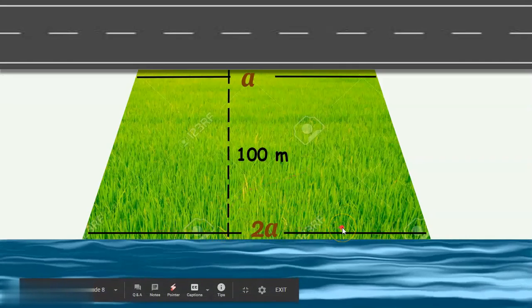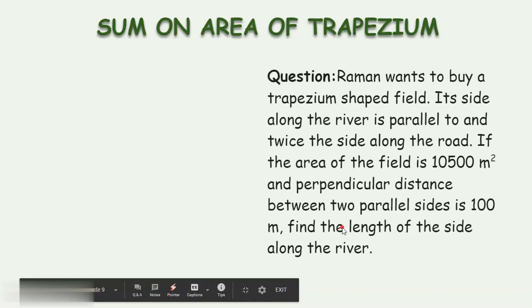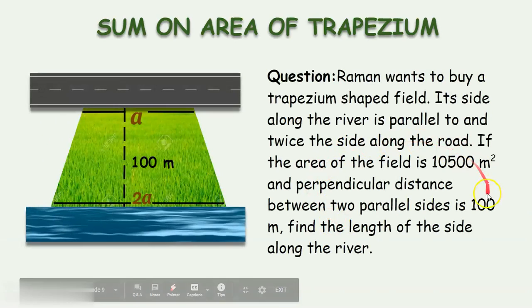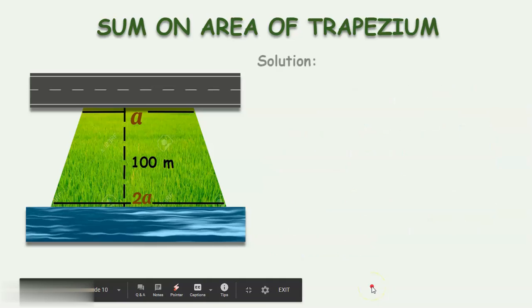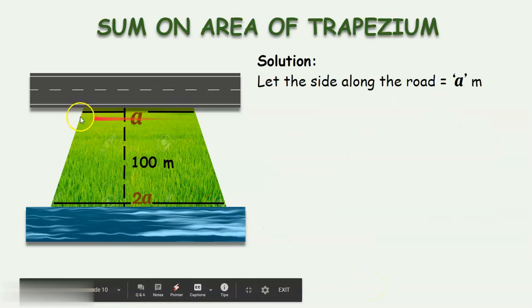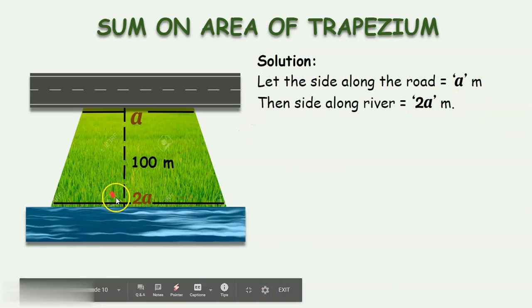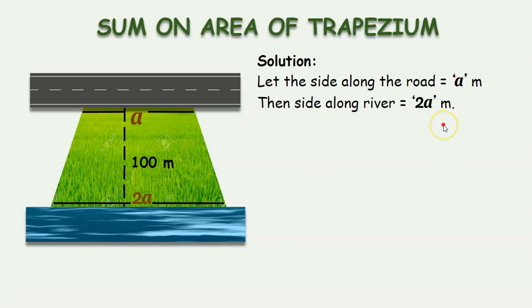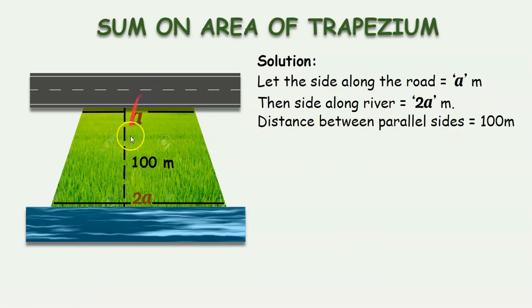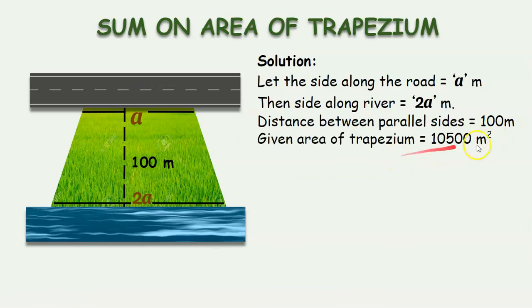Okay? This is the question I just read. And now let us find the solution for this question. Let the side along the road be A meters. And then the side along the river would be 2A meters. Given the distance between the parallel sides is 100 meters. Also given the area of trapezium is 10,500 meters square.